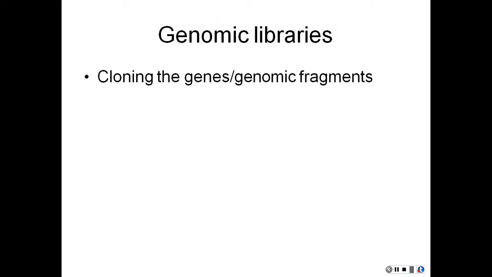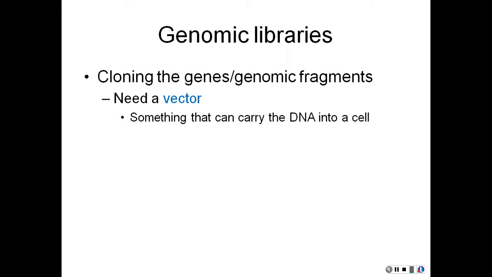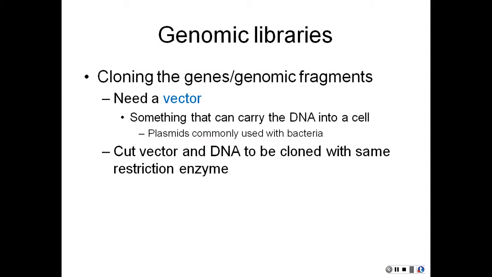All right, so to clone my genes, I need a vector. A vector is something that can carry DNA into a cell. Plasmids are commonly used. Plasmids can handle small pieces of DNA. There are other things that can handle larger pieces of DNA. There's something called a bacterial artificial chromosome that's sometimes used, or sometimes a yeast artificial chromosome, and yeast are eukaryotes, so I can store a genome in yeast cells too.